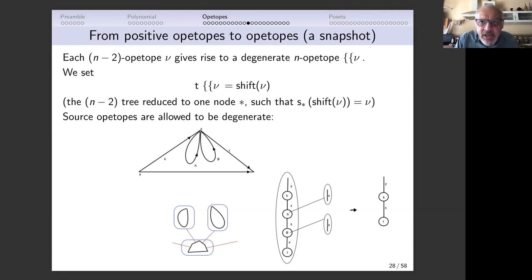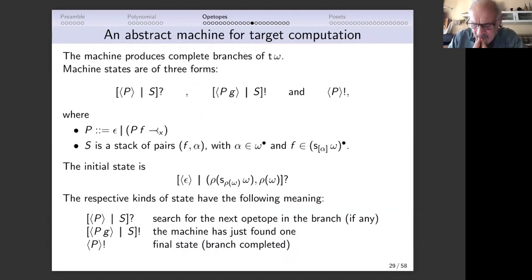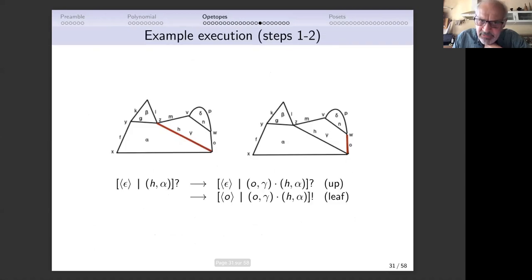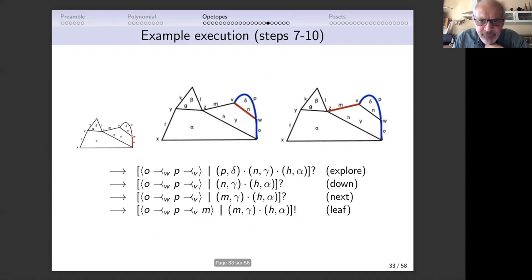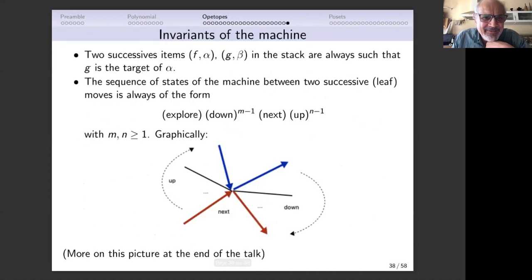Okay, so from now on, we are going to forget about degenerate opetopes. Since time is flying, I should admit I have a very nice abstract machine for computing targets. And I will not have the time to present it, so I will just skip it. This is very unfortunate, but I will skip it. And let's move on.